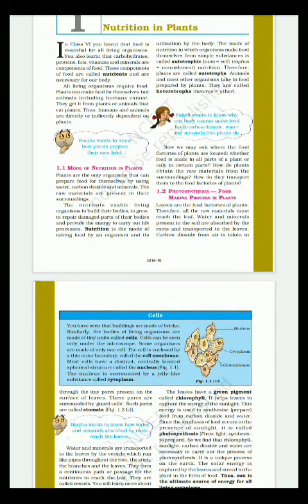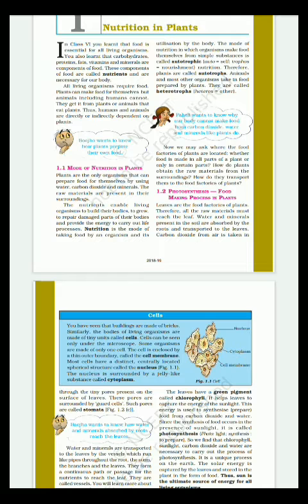Animals and most other organisms take in food prepared by plants. They are called heterotrophs. Heteros means other. Preparing food from other components like plants. That is heterotrophs.